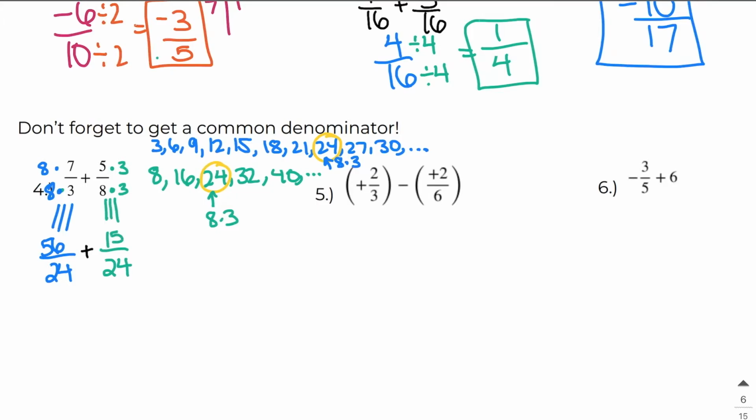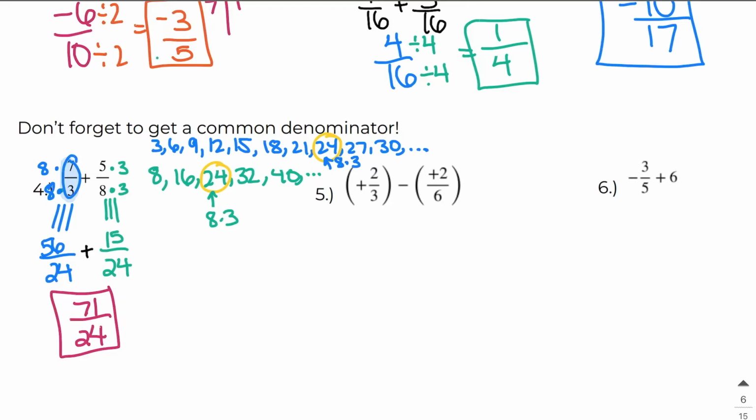Again, these are equivalent. The next thing I need to do is just add my numerators. So 56 and 15, when I add those two numbers together, I end up getting 71 out of 24. And the good news is we can leave our answers as improper fractions. We're totally fine with that. Let me show you a visual of what's going on here.